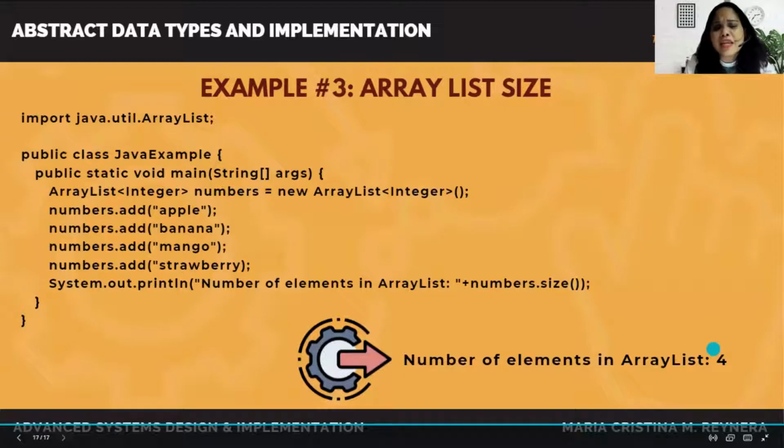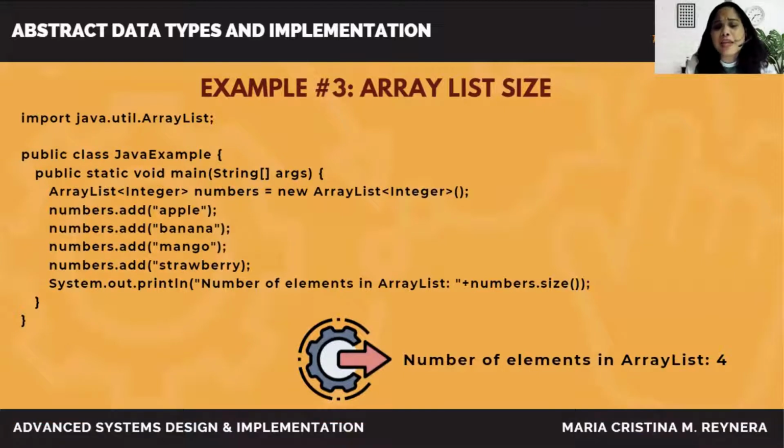So the array list is created, as you can see, and this method is used to add the elements to an array list. So array list size returns the size of the array list, and that is the one displayed.